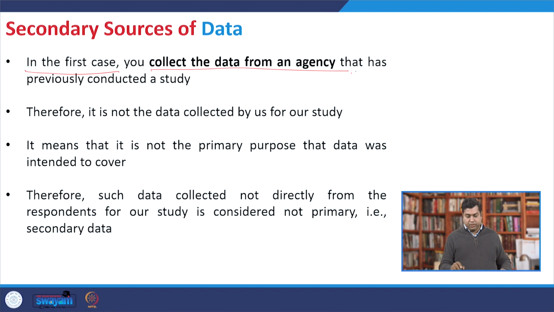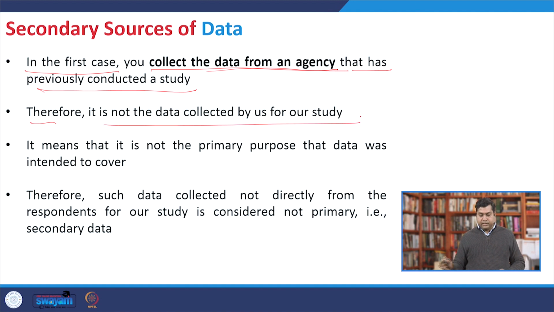So that's why I would like to mention that in the first case, where you get the information from a government website or other agency, we collect the data from an agency that has previously conducted a study which is primary in nature. Therefore, it is not data collected by us for our study. Though we call this secondary data collection, it is not the way we conduct the survey. It means that it is not the primary purpose the data was intended to cover.